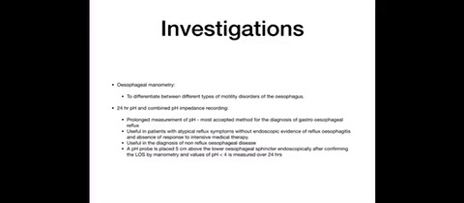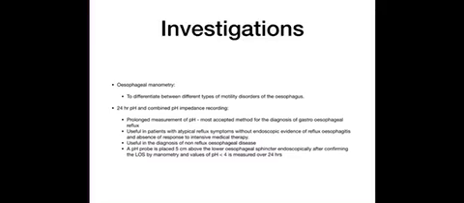Esophageal manometry is used to differentiate between different types of motility disorders of the esophagus. A 24-hour pH and combined pH impedance recording. Prolonged measurement of the pH is the most accepted method for the diagnosis of gastroesophageal reflux at present. It is useful in patients with atypical reflux symptoms without any endoscopic evidence of reflux esophagitis and absence of response to intensive medical therapy, which might include proton pump inhibitors. It is useful in the diagnosis of non-reflux esophageal disease.